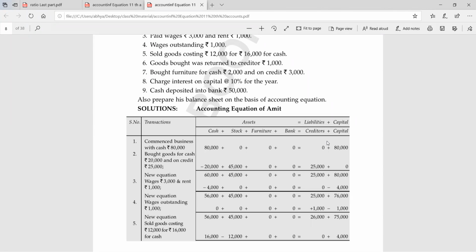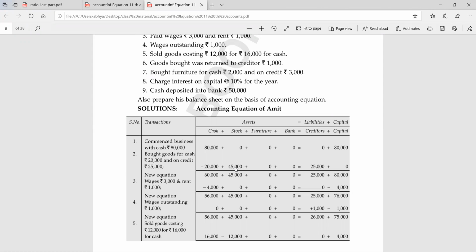Okay. Second transaction, we have purchased goods for cash 20,000 and on credit 25,000. So we have already analyzed that with this transaction, 3 accounts will be there. So what is the total of the goods which we have purchased? 20,000 for cash and 25,000 for credit. So total purchases here are 45,000. So that 45,000 will be added in stock because our stock is increased by 45,000.